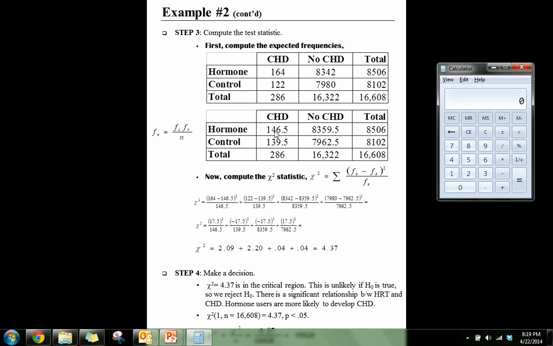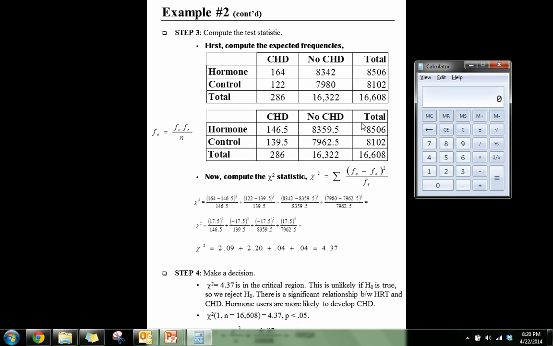Remember, we can use our simple formula to find these expected values. So if I want to find this value right in here, I'm going to look at the total for this column, multiply by the total for this row, and then divide by my overall total, my n. So let's just do that real quickly with this calculator right here.